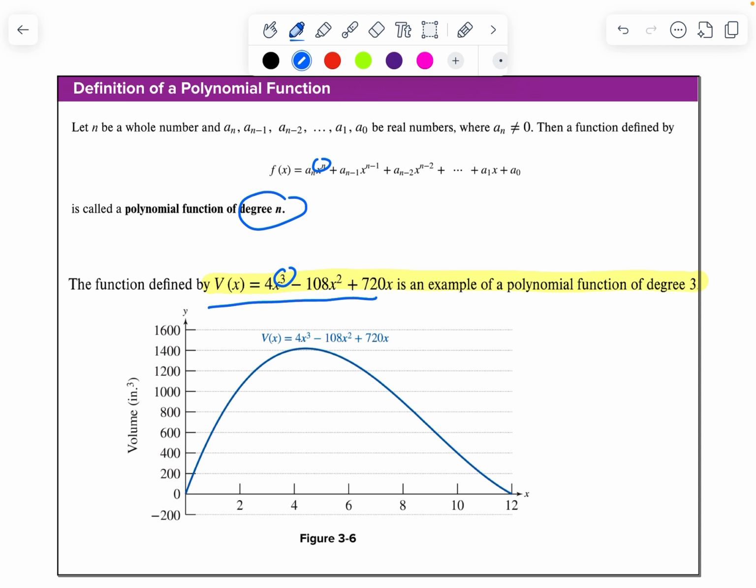It's important to note that degree and coefficient are two different things, right? The coefficient here is a positive 4. The degree is a 3. One thing you'll note about polynomials is that this thing is smooth and it's continuous. It doesn't have any sharp peaks and it doesn't have any holes or gaps. And we'll talk about that a little bit more here in a minute as well. But all polynomials have those characteristics.